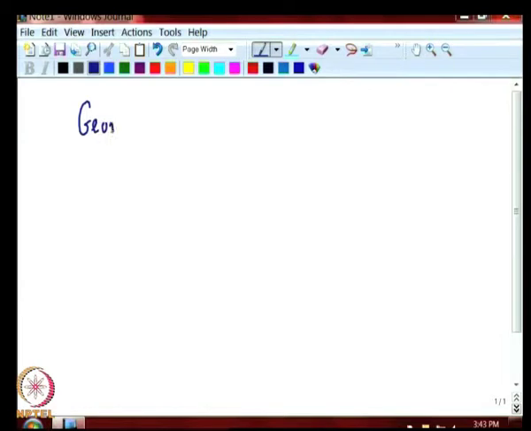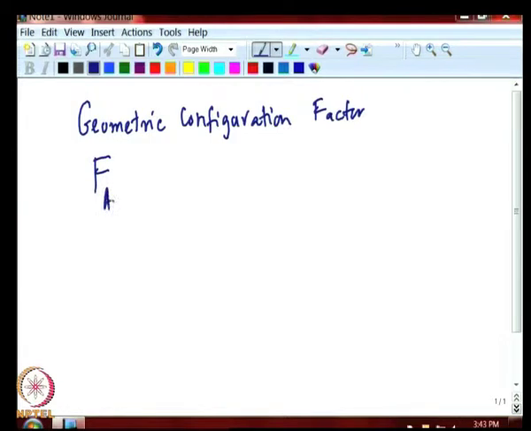In the last lecture, we defined the geometric configuration factor, that is F A1 to A2. This tells you the fraction of radiation that leaves surface A1 and reaches surface A2.